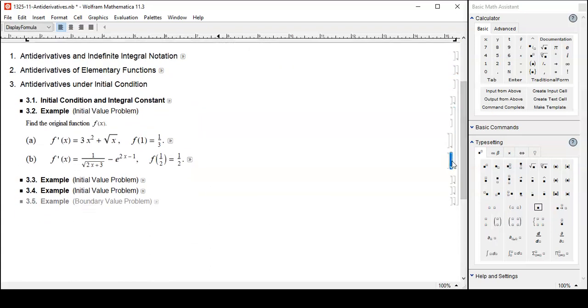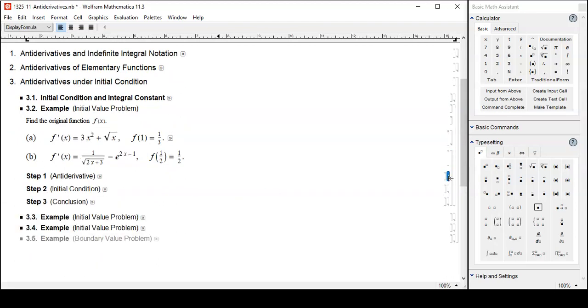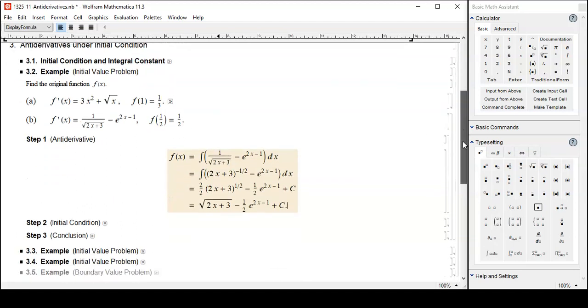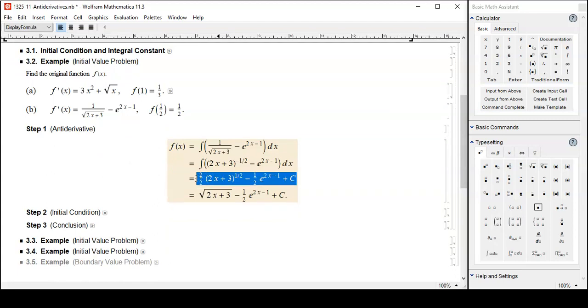Okay, suppose that you're done. Here's the antiderivative. Power form, anti-differentiation, and then we have the simplified answer. But this line is perfectly good. And then plug in x equal to 1/2 here. If this is 1/2, 1/2 times 2, so that's 1. 1 plus 3, so we have square root of 4.